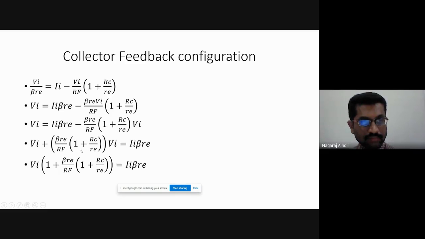Now in these two terms, VI is common, yes or no? VI is common in these two terms, take it outside. VI is multiplied by 1 plus beta RE by RF into 1 plus RC by RE, that is equal to II beta RE.